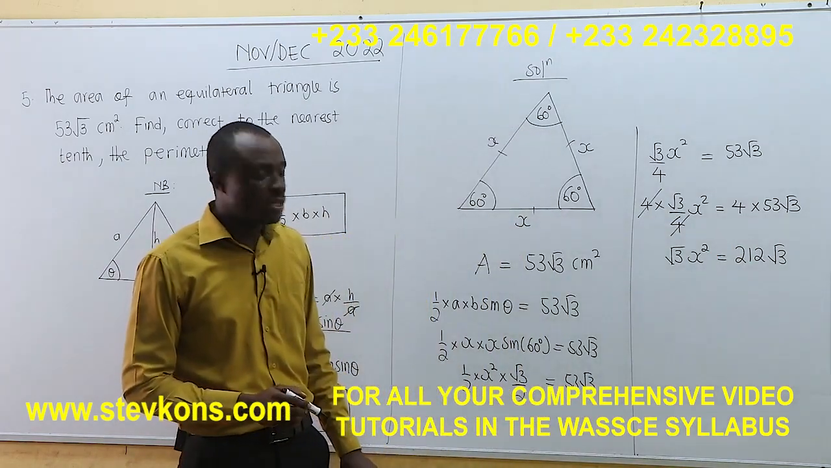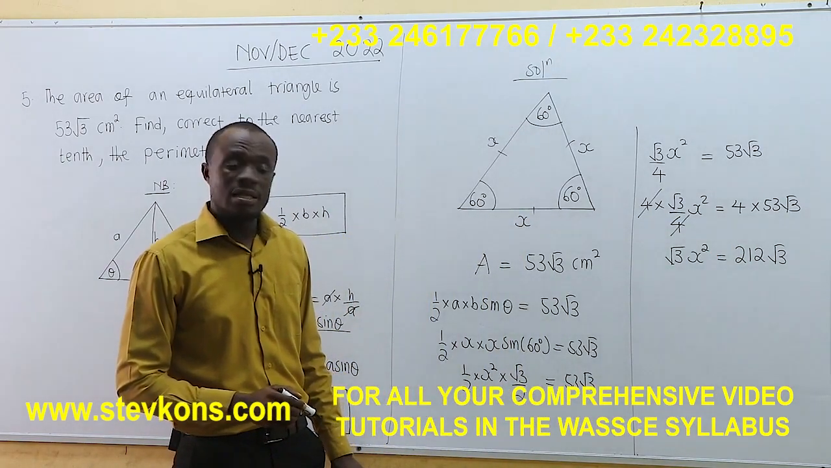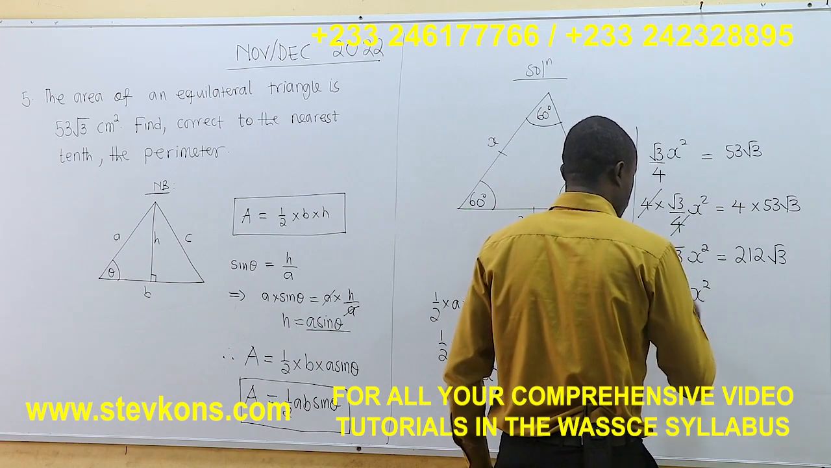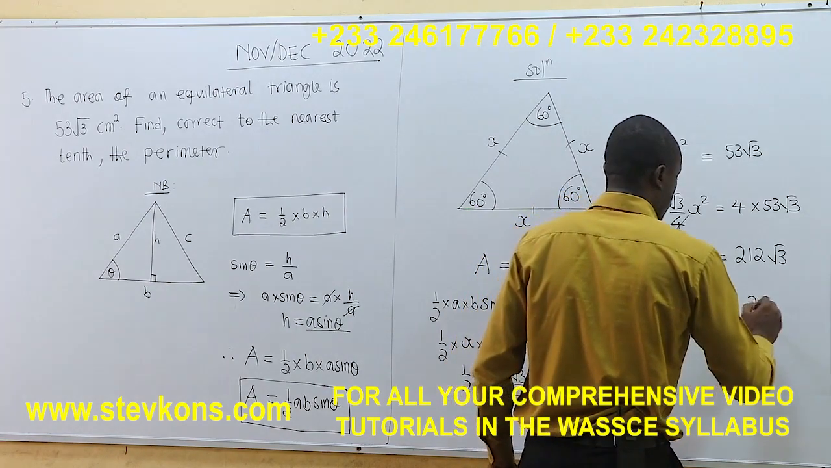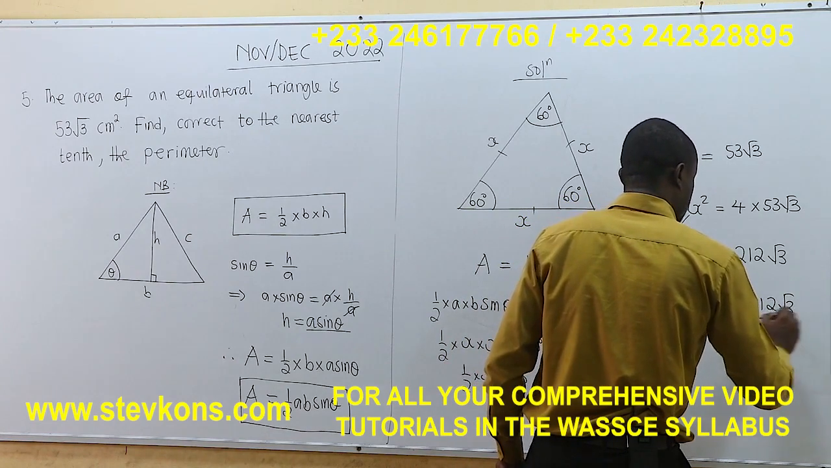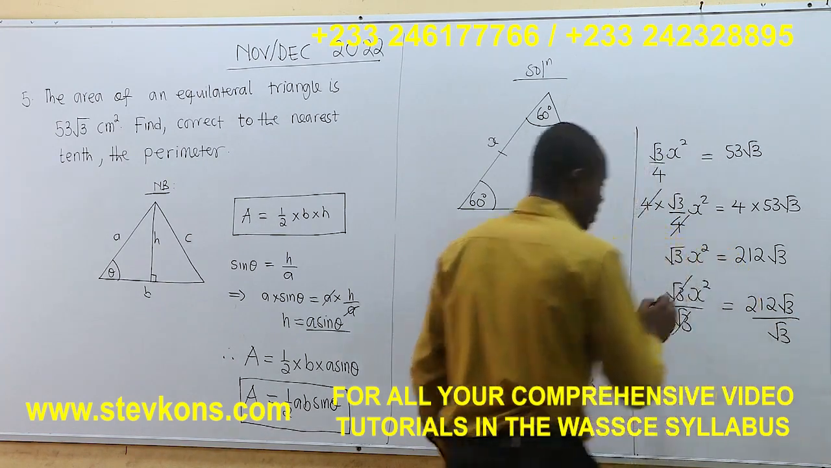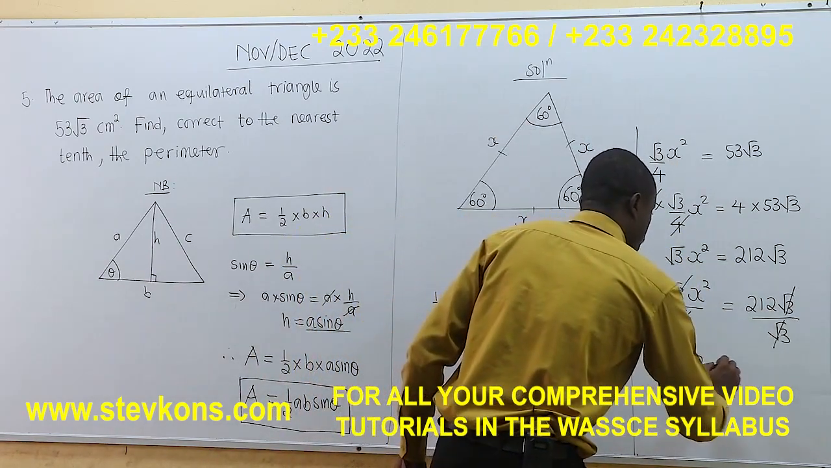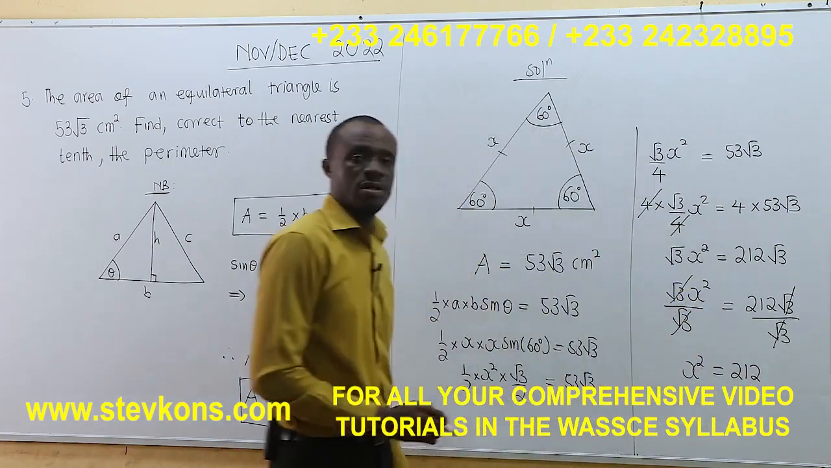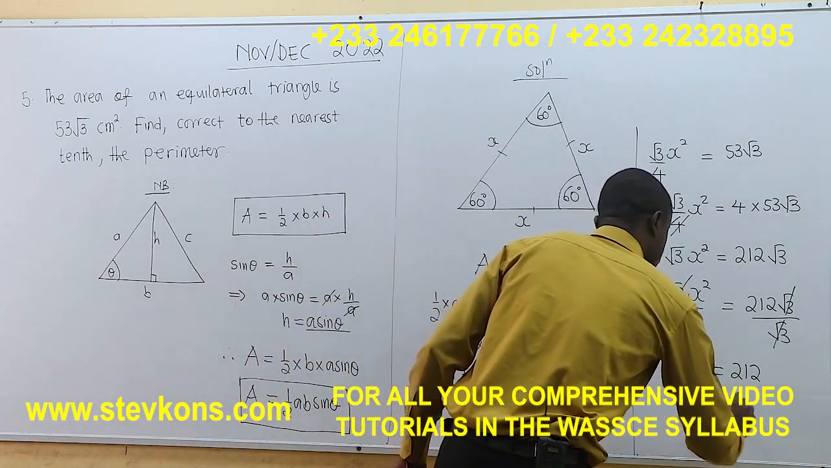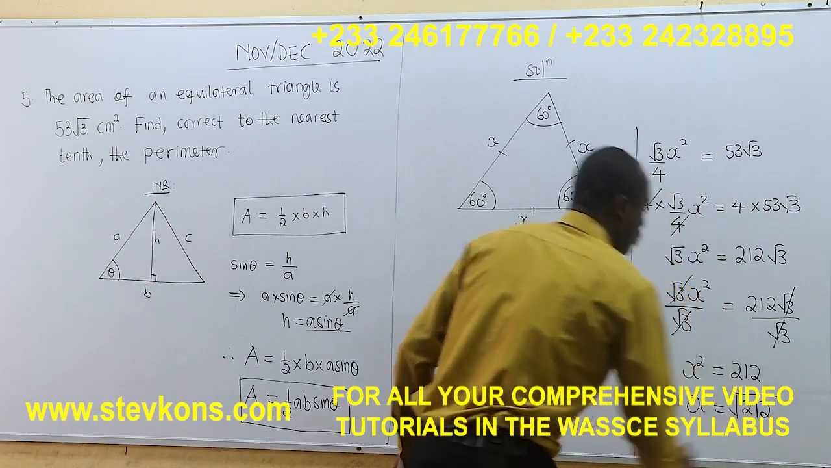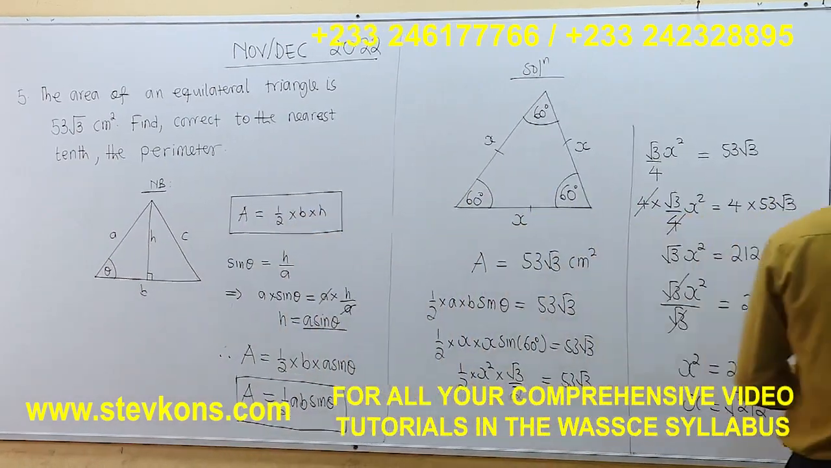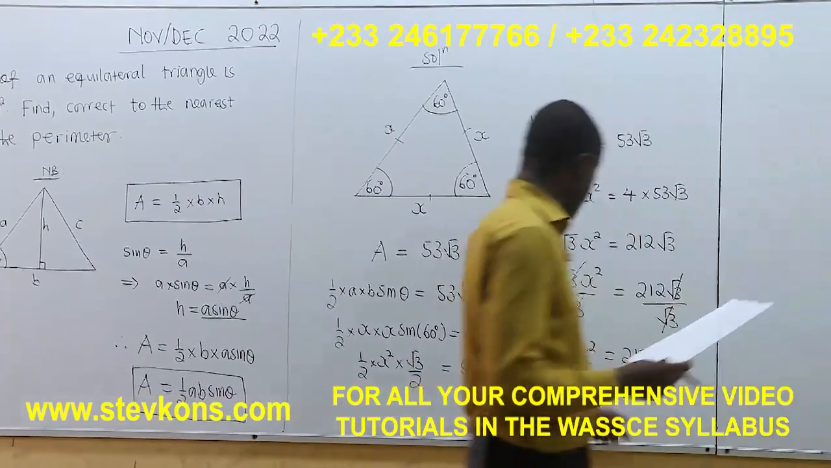We want to find x, but what is being multiplied? What is multiplying the x? That is root 3, so we divide both sides by root 3. This is canceling out that, so we have x squared equal to 212. We want to find x, so clearly the square will become square root of 212. Now we punch square root of 212 on the calculator.